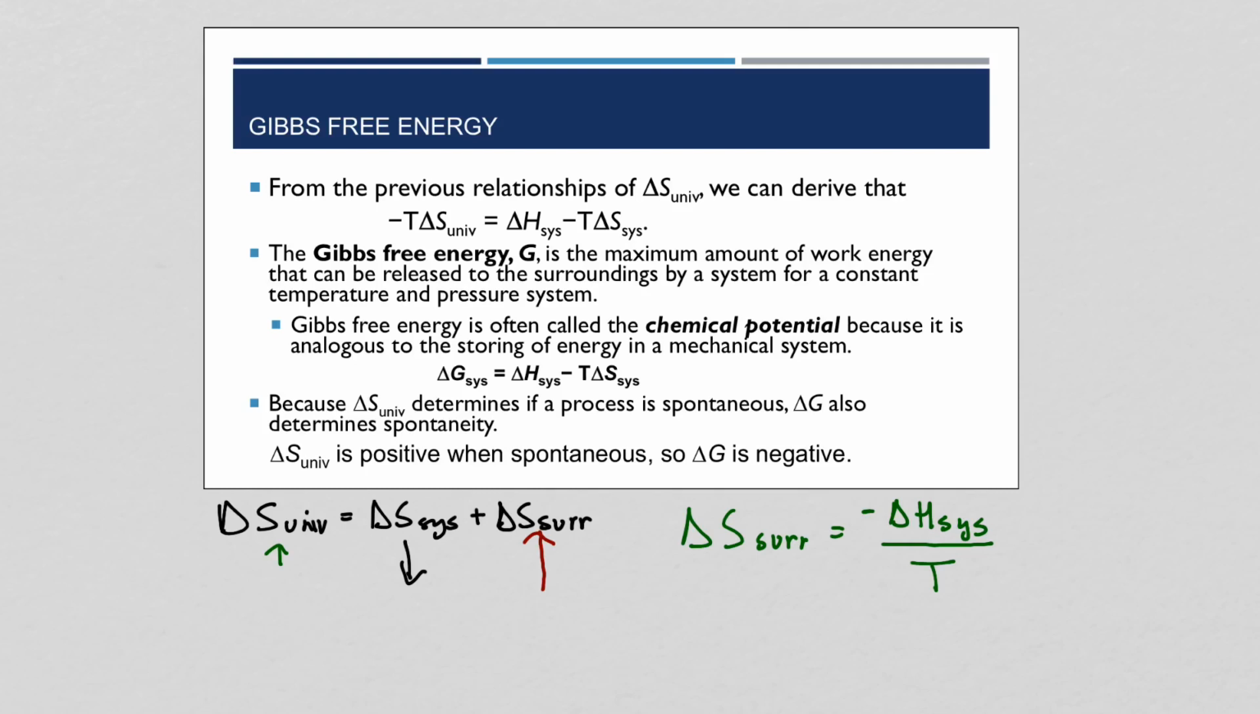Now, we can see here on the slide that formally we can define this thermodynamic function as the maximum amount of energy that can be released to the surroundings by a system at a constant temperature and pressure, or at a given temperature and pressure, right? We're not changing them. We're going to come back to that a little later, and for now we're going to look at how we came up with this idea of delta G.